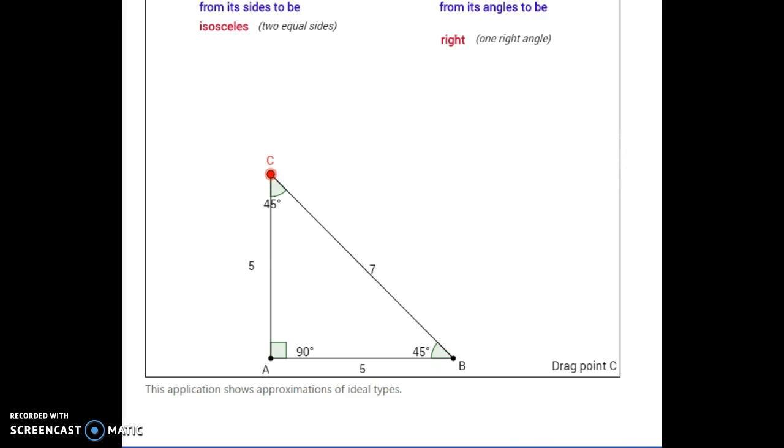Here we have a right isosceles triangle. Remember, an isosceles triangle is a triangle with two equal sides. This particular isosceles triangle also has a right angle. Notice that this side length AC is 5 units, and side length AB is also 5 units. Please pause the video now to draw this isosceles right triangle. Be sure to include the square to represent the 90-degree angle in your drawing.